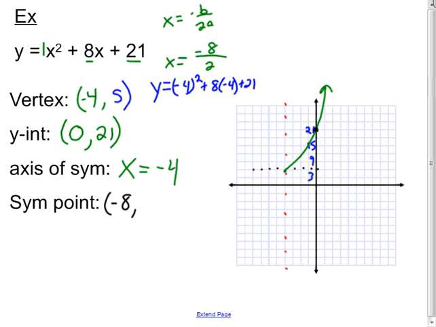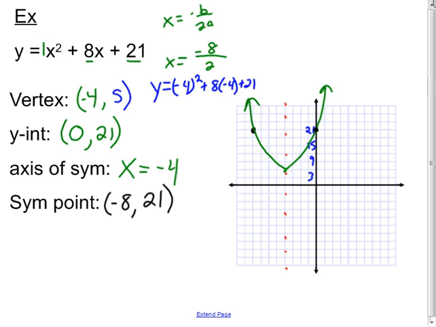Now, since it's a complete reflection, however far up it is, that's how far up the other one is. So it was up at 21. This one also has to be up at 21. I'm going to erase these dots. And now connect the other part of my graph. And now I have my parabola. Doesn't happen to have any x-intercepts in this case either.